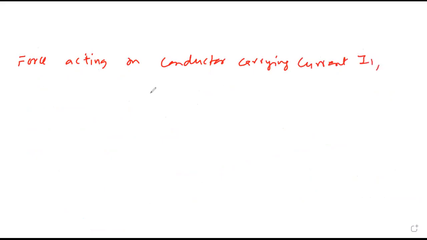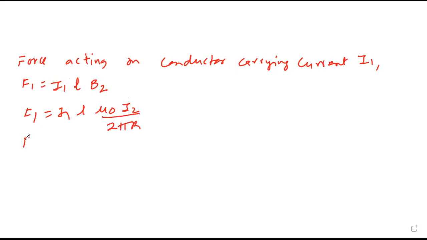So force acting on the conductor carrying current I1, F1 equals current I1, length L, field is B2. So it is I1 L mu naught I2 upon 2 pi r. So F1 upon L is mu naught I1 I2 upon 2 pi r.